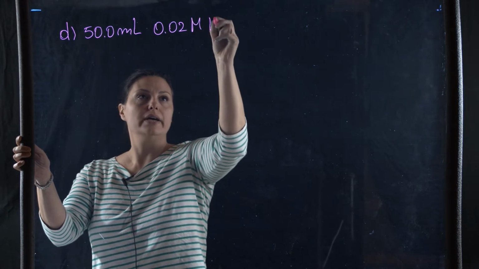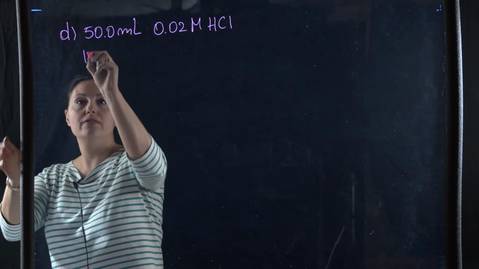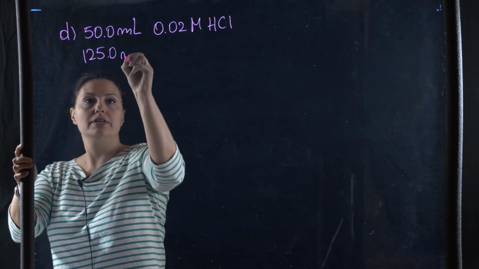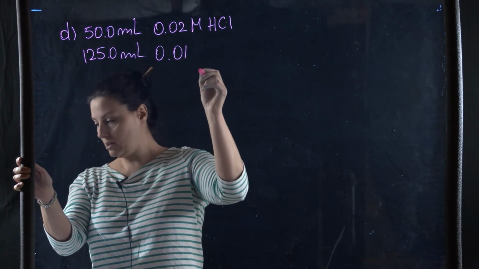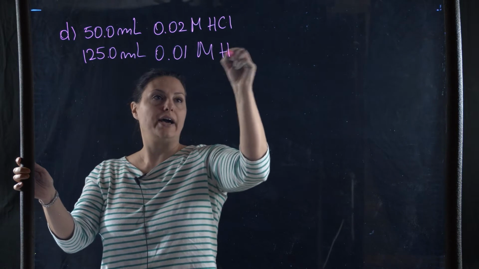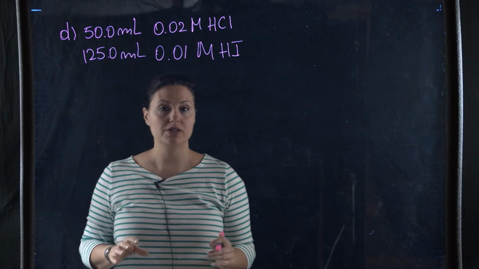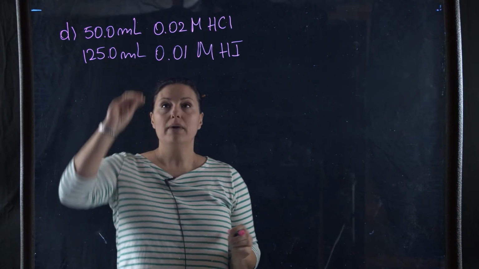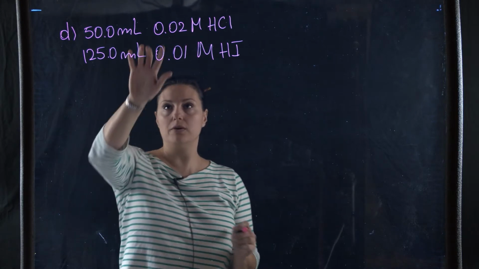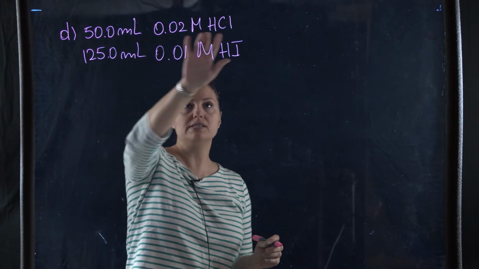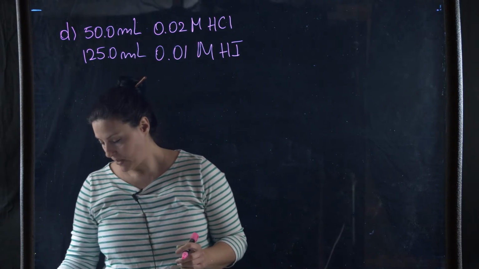0.02 molar HCl to 125 milliliters of 0.01 molar HI. Okay, I need to first figure out how many moles of H plus I'm getting from this mixture, or from this acid, and how many moles of HI I'm getting from this acid.